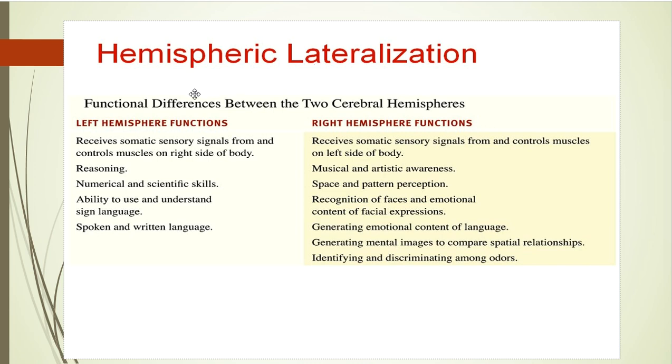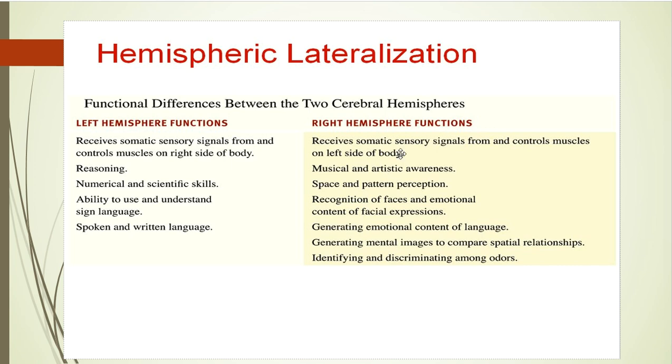The functional differences between the two cerebral hemispheres are: the left hemisphere receives somatosensory signals from and controls muscles on the right side of the body, and handles reasoning, numerical and scientific skill, and the ability to use and understand sign language, spoken and written language. Basically, the left hemisphere is for logic and the right hemisphere is for imagination.